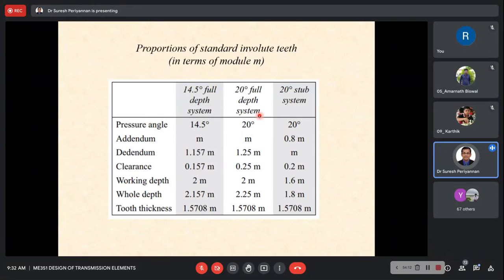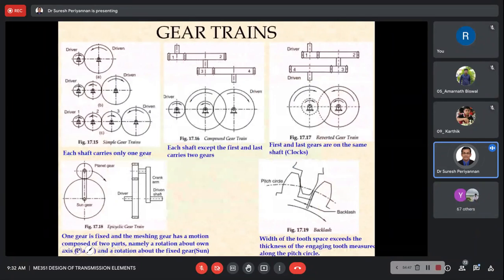For the 20-degree full depth involute system, we have to follow this terminology and these empirical relations, which are obtained from the design data. We should follow these values in our gear design. Also, I told you that the 20-degree full depth system is better, meaning we can avoid undercutting and reduce the interference. Undercutting and interference we will see later.